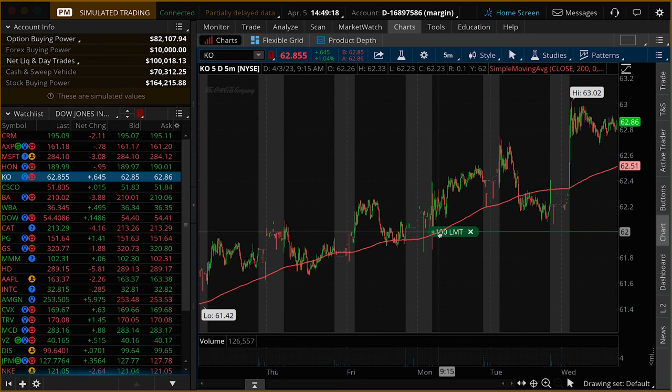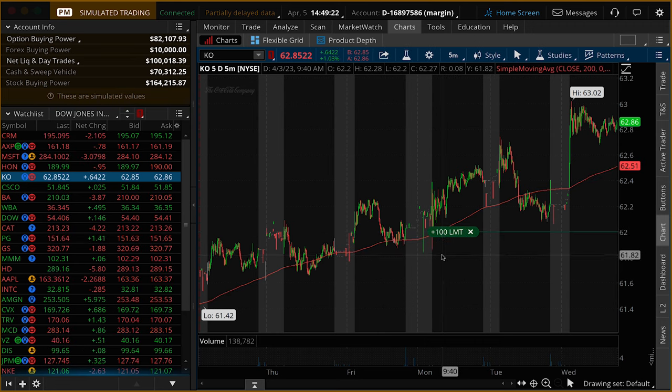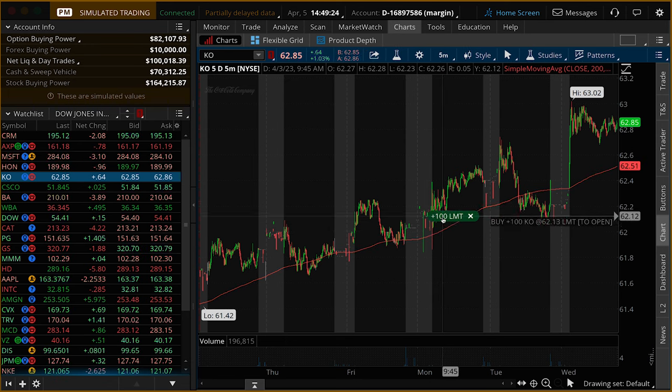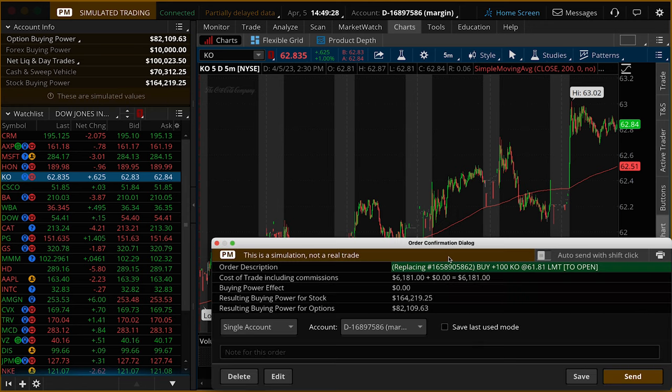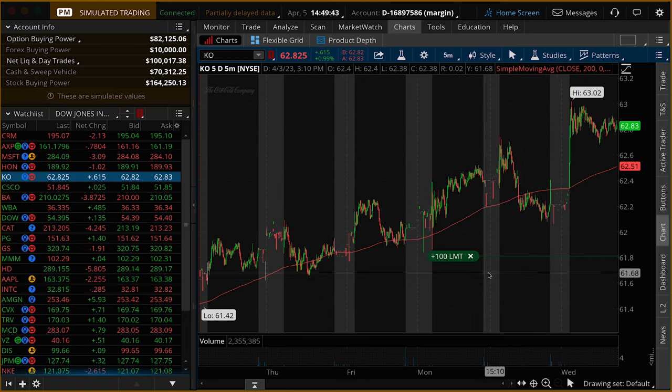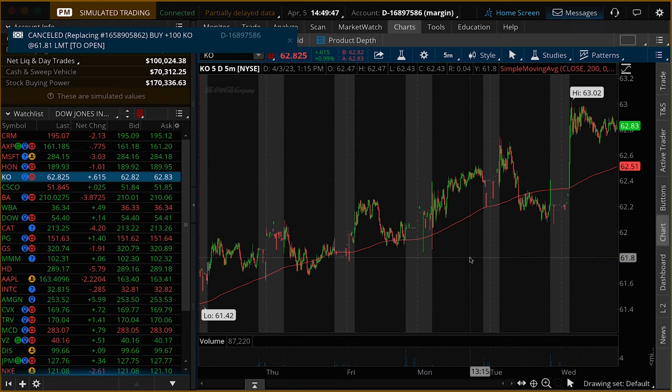Well, let's say I didn't want to put it at 62. I can actually grab that bubble and move it lower or higher. Let's say I'm going to put it down here close to 61.80, let go, and go ahead and click on Send. Now, if I want to cancel this order, this little X, one single click, and your order is canceled.